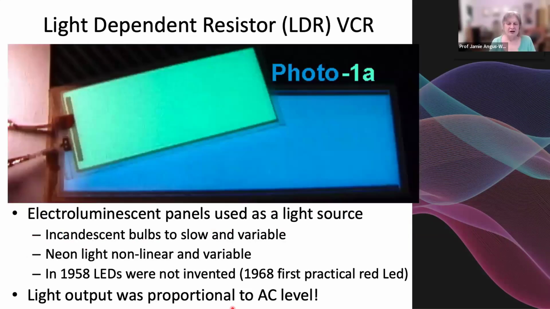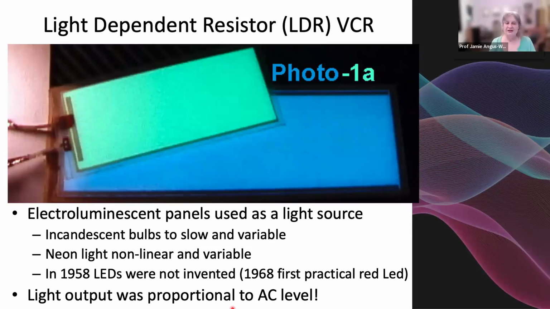Now, if we're going to use a light-dependent resistor, we're going to have some source of light. Incandescent bulbs, basically too slow and variable. Neon, also variable, so neither of those are usable. In 1958, when these things first came out, LEDs were not available, so 1968 was the first practical red LED. So what they used was essentially a high voltage electroluminescent panel, which was a very effective light source and responded reasonably quickly.